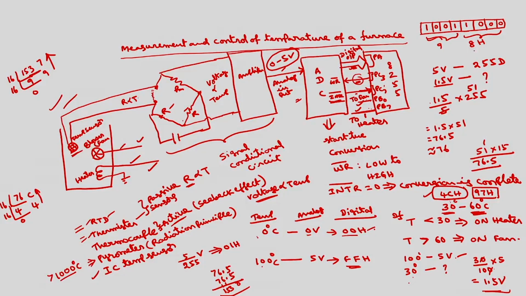So first load 98H into the control register. After that, the process is: you have to make the WR bar go through a low to high transition. You have to wait until INTR bar is equal to 0. Once INTR bar is 0, then you have to read the digital equivalent of this temperature. Then I have to compare with 30 degrees and 60 degrees. If it is less than 30 degrees, you have to turn on the heater, and if it is greater than 60 degrees, you have to turn on the fan. So for that you have to write the program.